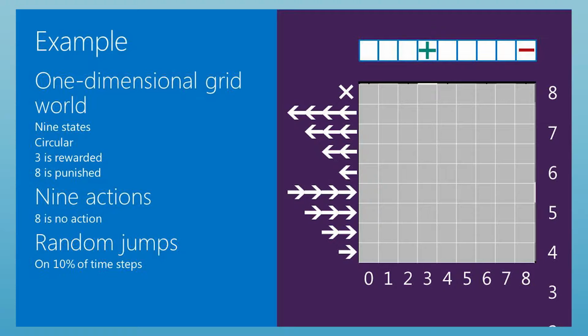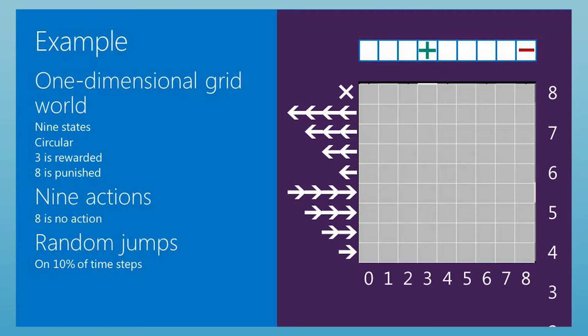There are 9 different actions that an agent can take. It can step 1 state to the right, or 2 or 3 or 4 states to the right. Similarly, it can step 1, 2, 3, or 4 states to the left, or it can do nothing at all. And if you look at how the states are numbered, the numbering scheme down at the bottom of the screen, 0, 1, 2, 3, state number 3 is rewarded, and state number 8 is punished or penalized.